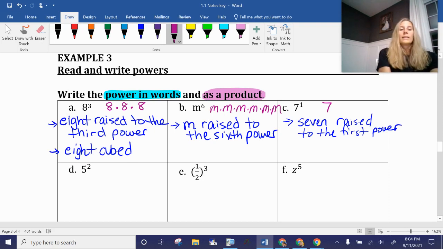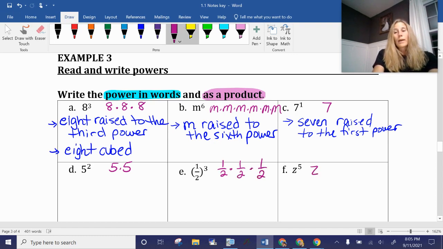Now, if you took a look at D, for example, 5 to the second power there, that would be where you do 5 times 5. Or an example here with E, we have 1/2 times 1/2 times 1/2. Or for example, F, Z times Z times Z times Z times Z.